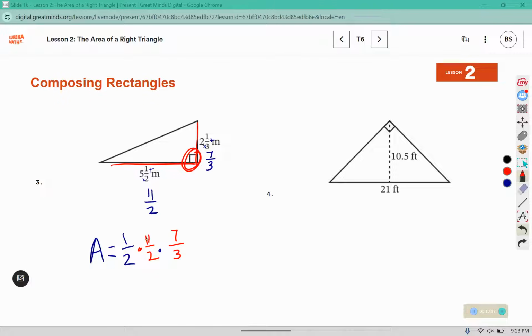1 times 11 is 11. 11 times 7 is 77. 2 times 2 is 4. 4 times 3 is 12.